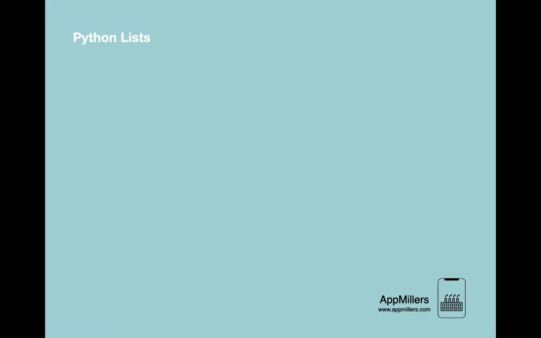Hi there, and with this lecture, we start a new section in which we will discuss Python lists. Lists in Python are a built-in data structure, which means that it comes with the standard Python library. There are other built-in data structures in Python, such as tuple, dictionary, and set. In this course, we will look at lists, dictionaries, and tuples. So let's start with lists.